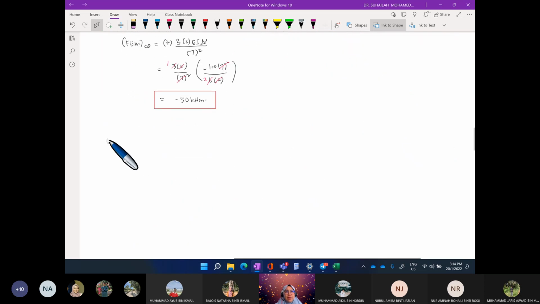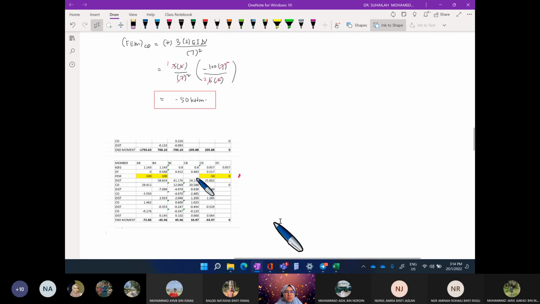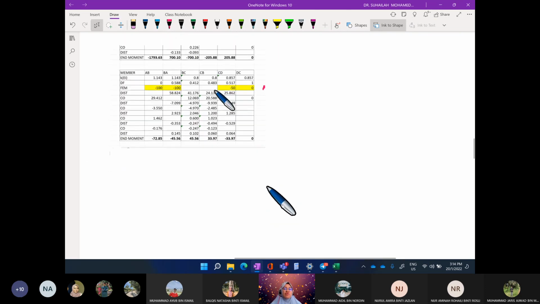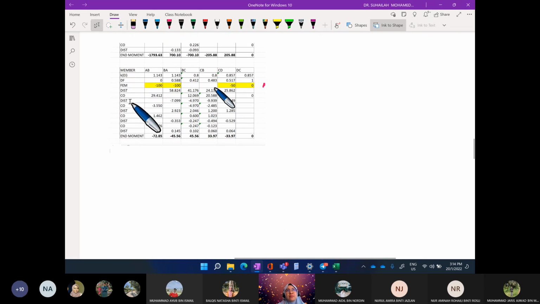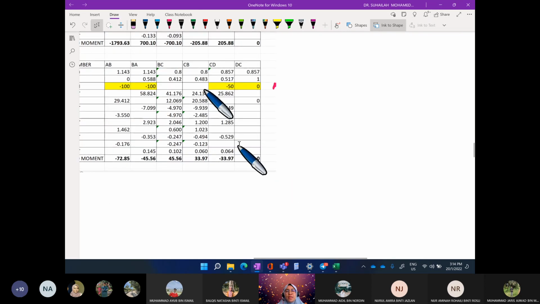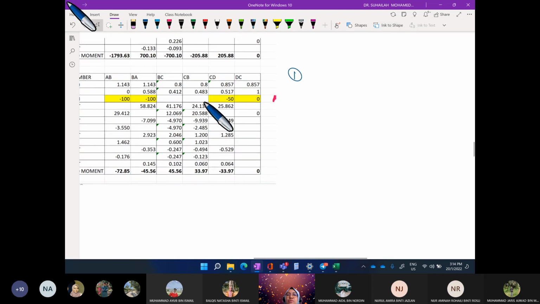Okay, so the idea, what we need to do after this. We have two tables. In the moment distribution method for frame, I can summarize the process like this. Step number one is we have to calculate K and DF as usual. Step number 2 is non-sway frame analysis.